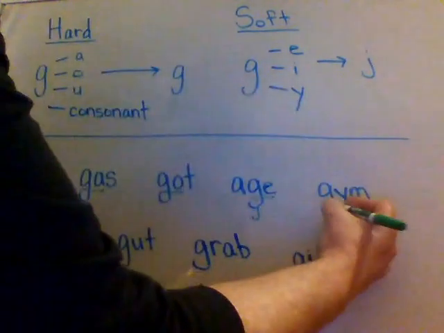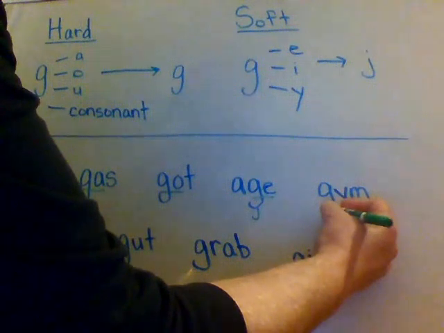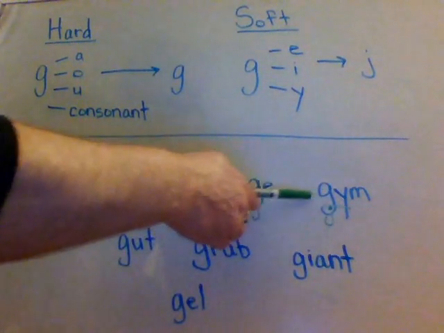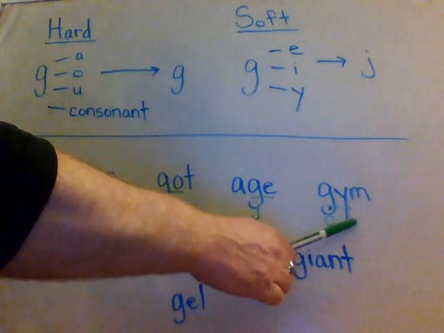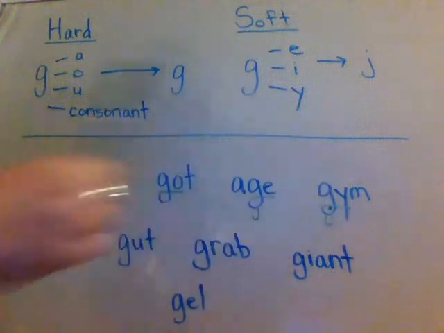Okay, so let's go ahead and hook that J and let's read this word with soft G. It is gym. Like we went to gym class last week.